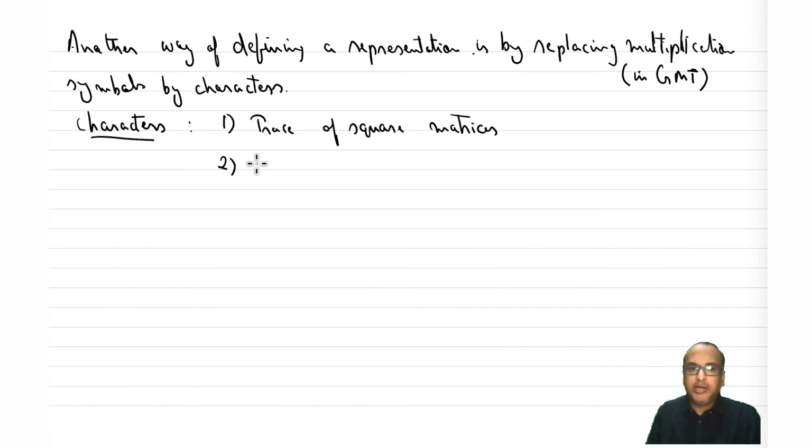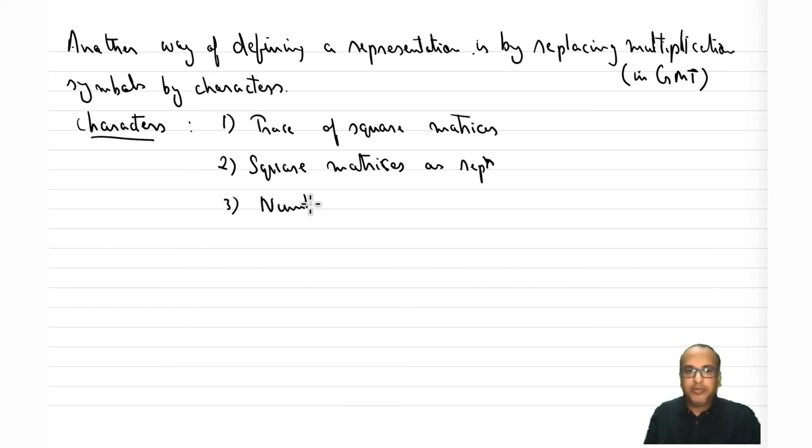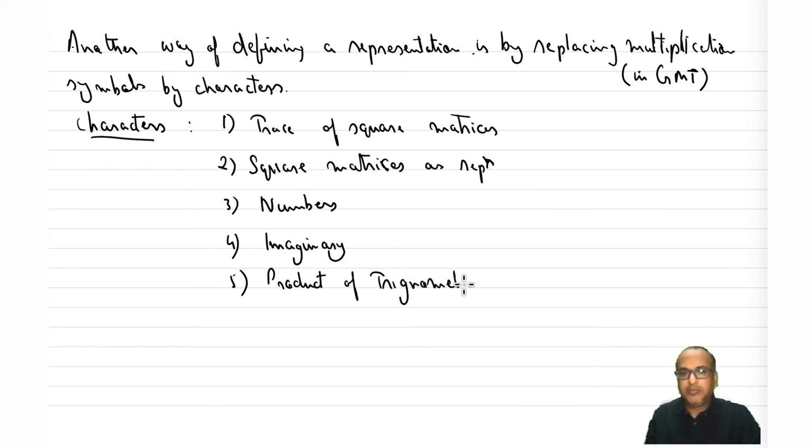We can also write square matrices as a representation, right? Well, we can also write numbers, given that they follow the rules of GMT. Then these numbers can also be imaginary or real. These can also be products of trigonometry functions. So why are we discussing this?